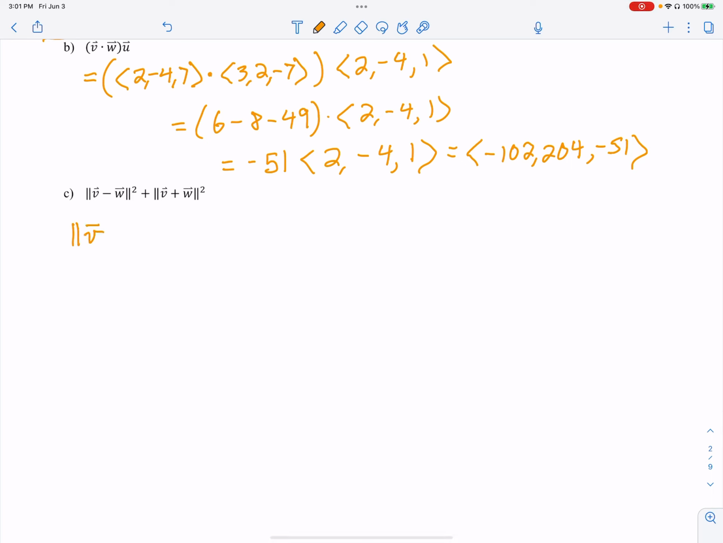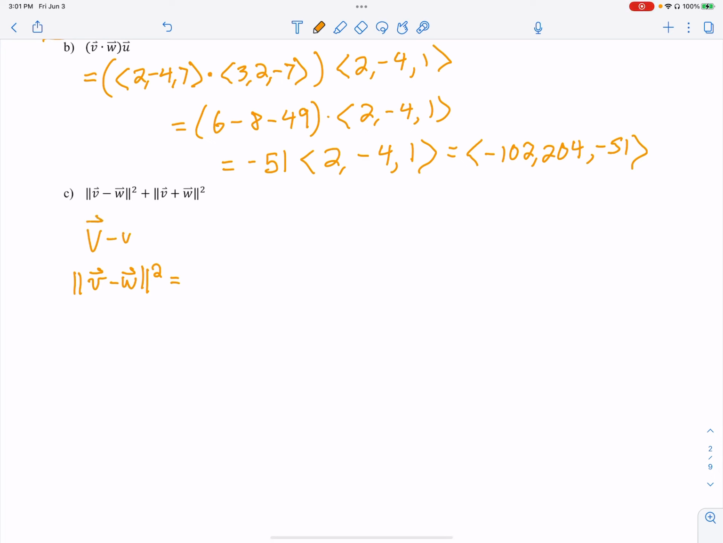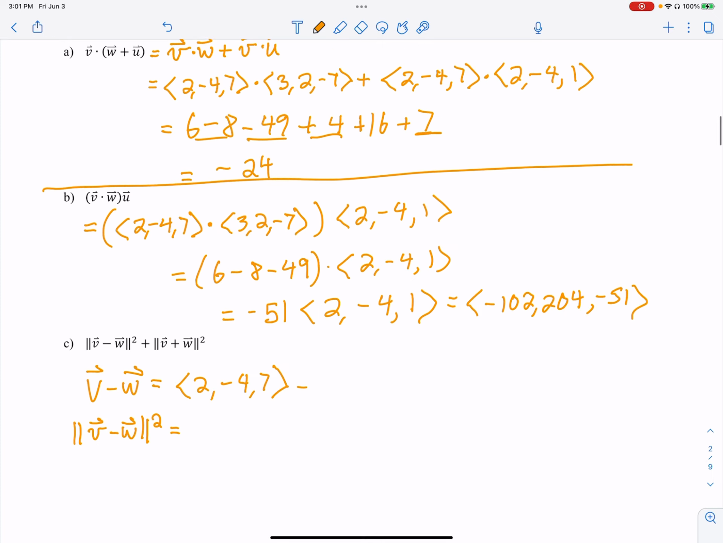So let's do v. Let me show this first. V minus W squared. Let's actually find V minus W first. Let me move this down, my apologies. V was 2, negative 4, 7, minus W, which was 3, 2, negative 7. So we get negative 1, negative 6, and 14. Be careful, that's not 0.